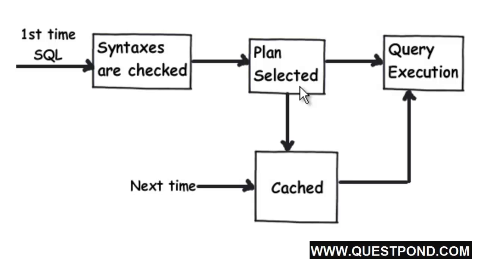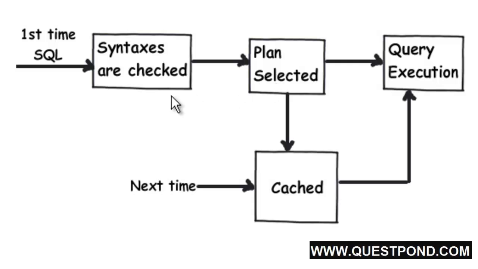Once the plan is selected, the final thing that happens is the query is executed and the output is seen by the end user. So any SQL which is fired on SQL server goes through this three-step process: checking of the syntax, selecting the best plan to execute the SQL statement, and finally executing the SQL query. Now let's pause for a while and concentrate on the first two steps. Somehow, if we can ensure that these two steps are executed only once, wouldn't it be great?